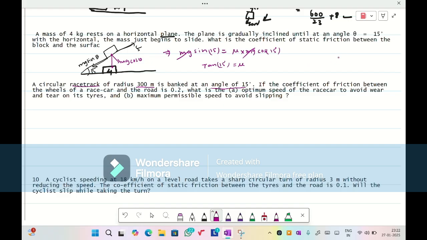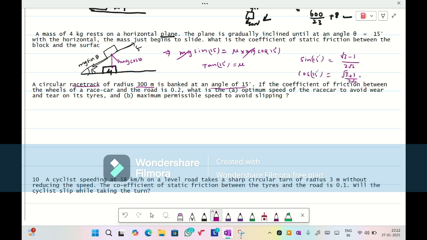Sine 15 is equal to sine of 45 minus 30. Sine 45 is 1 by root 2 into cos 30, root 3 by 2, minus cos 45 into sine 30. Therefore, sine 15 is root 3 minus 1 by 2 root 2. Cos 15 is root 3 plus 1 by 2 root 2.